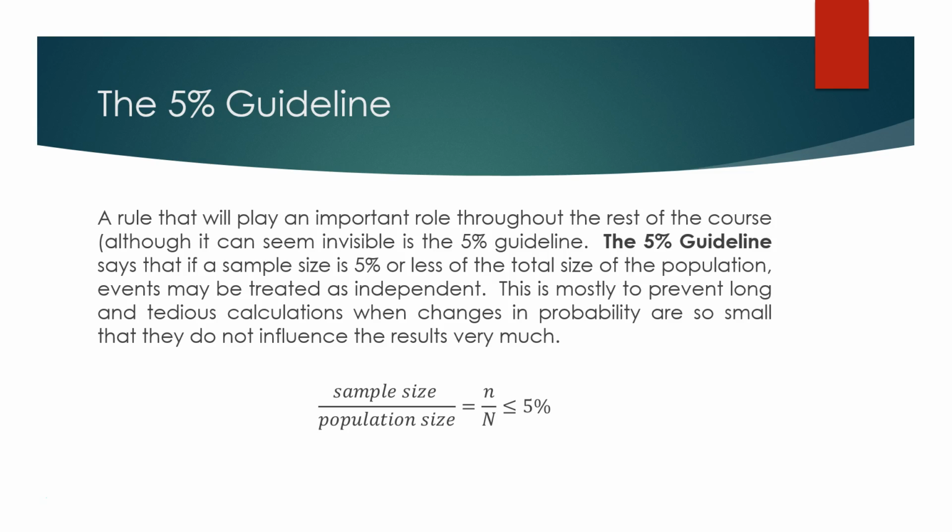One thing that we need to take with us, which in a lot of cases is assumed and slightly dangerous, is the 5% guideline. The 5% guideline says that if a sample size is 5% or less of the total size of the population, events might be treated as independent. When we look at an example, this statement will become pretty clear, but for now it's kind of on the funky end.